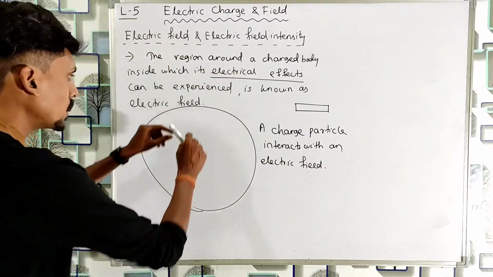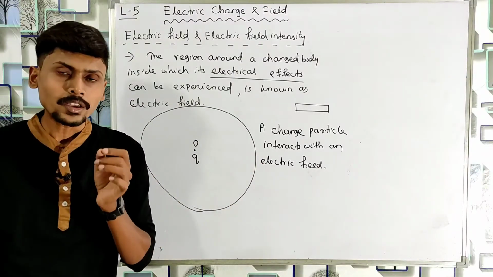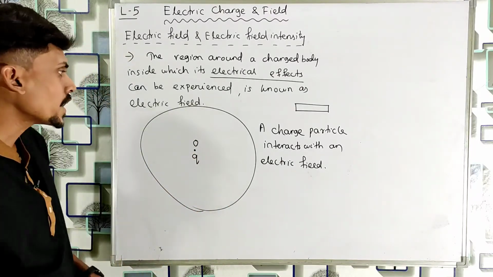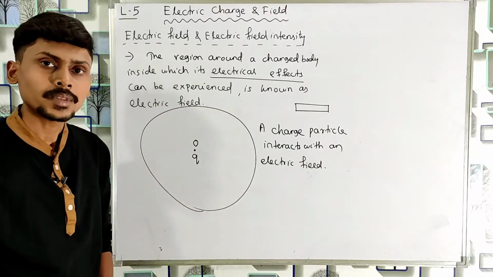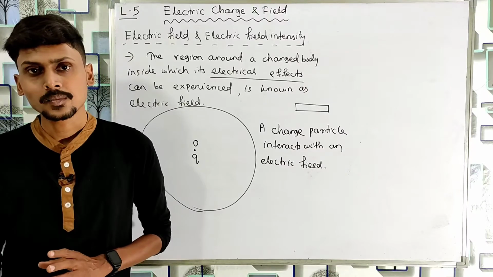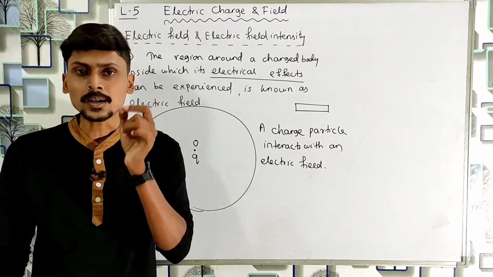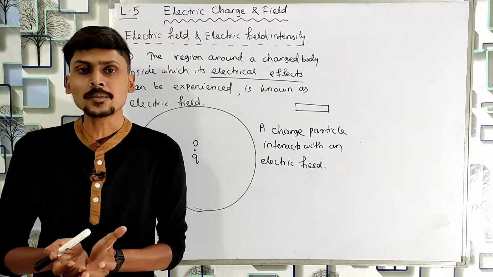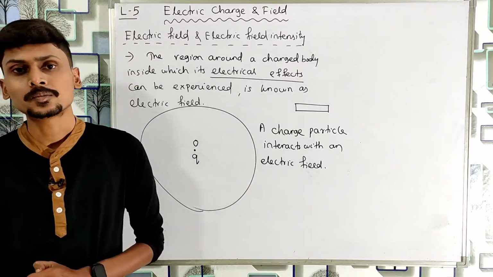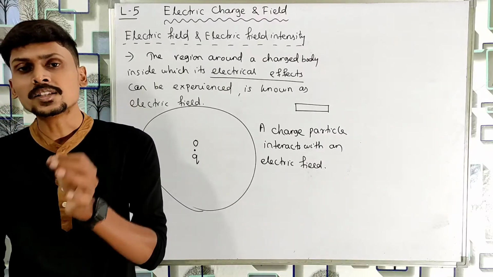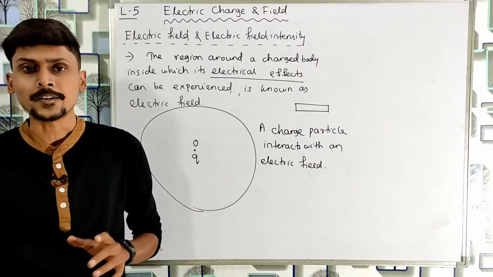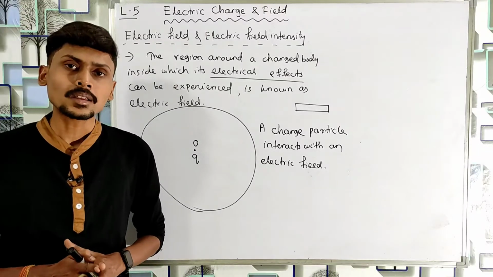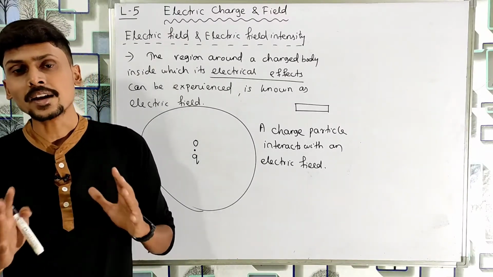It means, suppose in this region I have an electric field. Now if I bring another charge and place that charge at any point within this region, then that charge will experience a force. Again I am repeating, if you place a charged particle at any point inside an electric field, then the charged particle will experience a force. So if the charged particle is experiencing a force, then you will be sure that an electric field exists in that region. But if there is no force acting on the charged particle, then you will be sure that there is no electric field in that region.